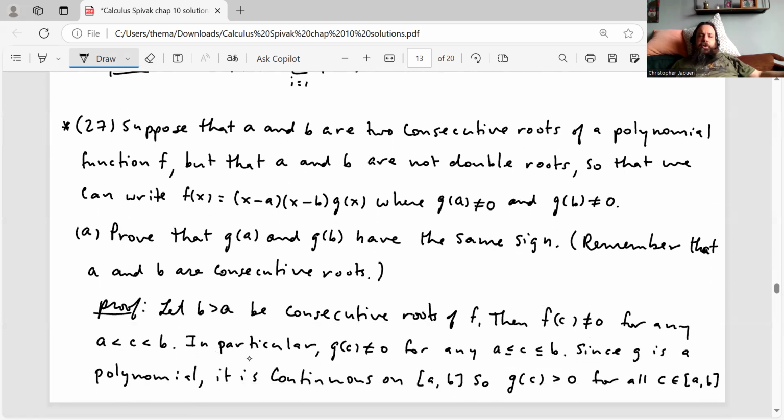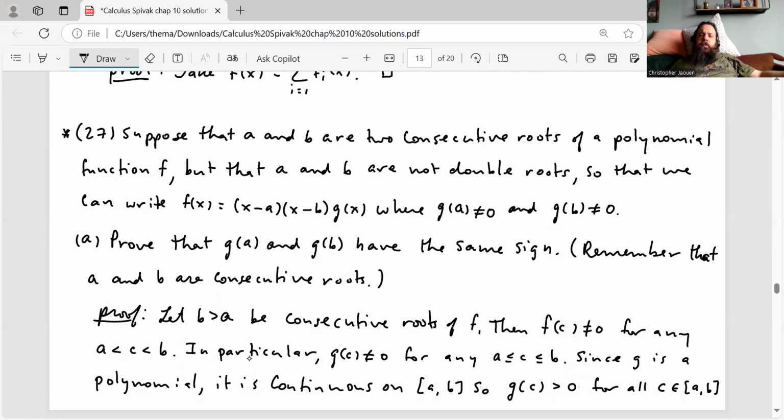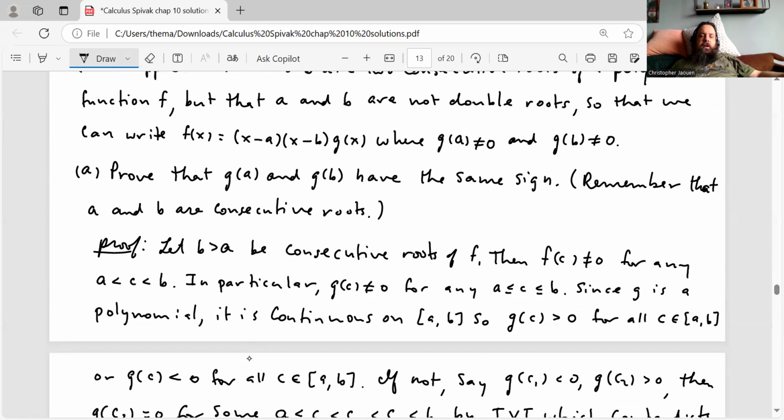All right, question 27. Suppose that a and b are two consecutive roots of a polynomial function f, but that a and b are not double roots, so that we can write f of x equals x minus a times x minus b times g of x, where g of a is not 0 and g of b is not 0. And then we have a bunch of parts. This was an interesting problem. I enjoyed this one. Prove that g of a and g of b have the same sign.